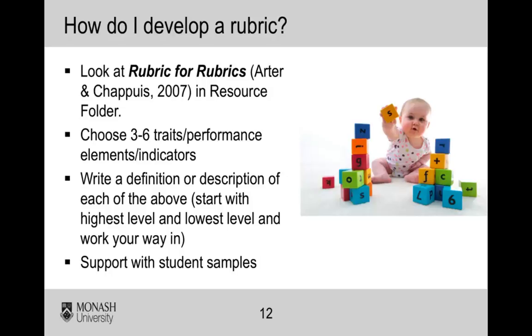One of the easiest ways to do that, in the chapter that you read this week, is starting with the highest level and then the lowest level and then working your way in, being able to discriminate between those different kinds of levels. So what is the difference between an A and an E? That's actually quite easy to say: this is the best of the best, this is not cutting it. But what makes it harder is making those distinctions as you go in. What makes a difference between an A and a B? What's the difference between a B and a C, and so on?